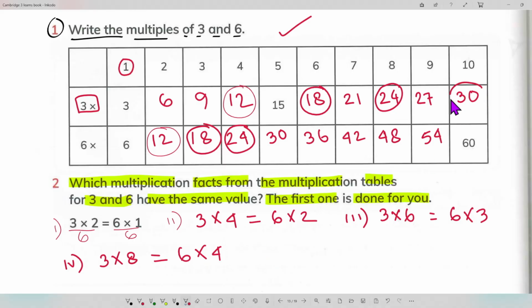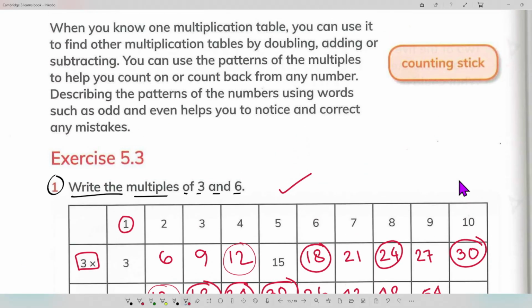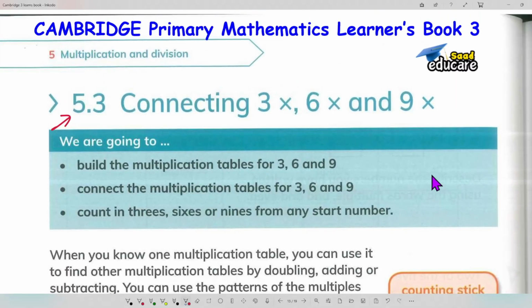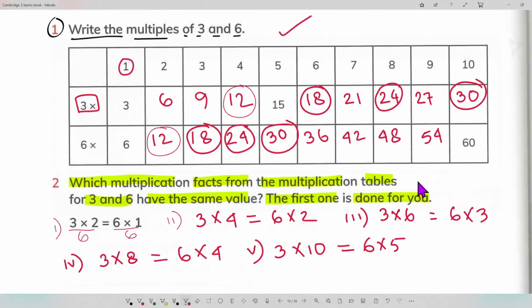Another one like 30 and also here is 30. So this is number 5. 3 times 10 means 30, and 6 times 5 is also 30. So I hope you are clear on this one. If you have any confusion, please write a line in the comment section. So number 1 and 2 of 5.3 are done.